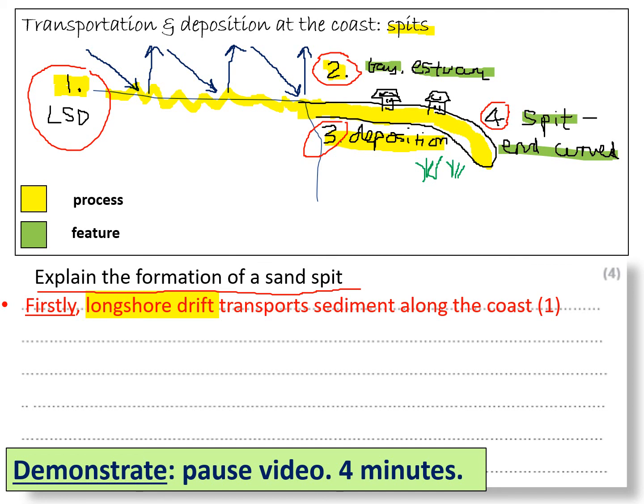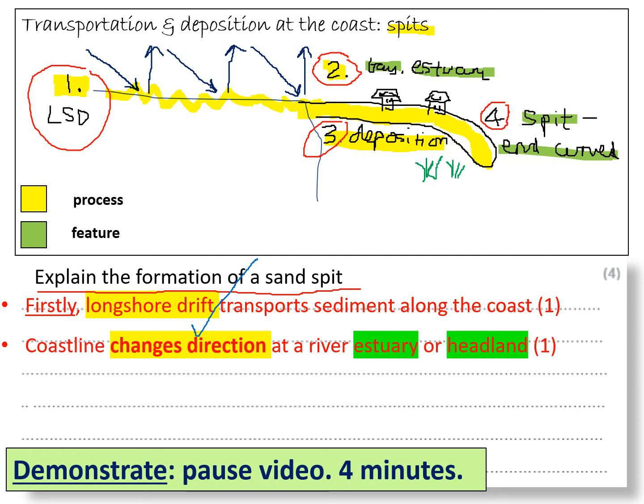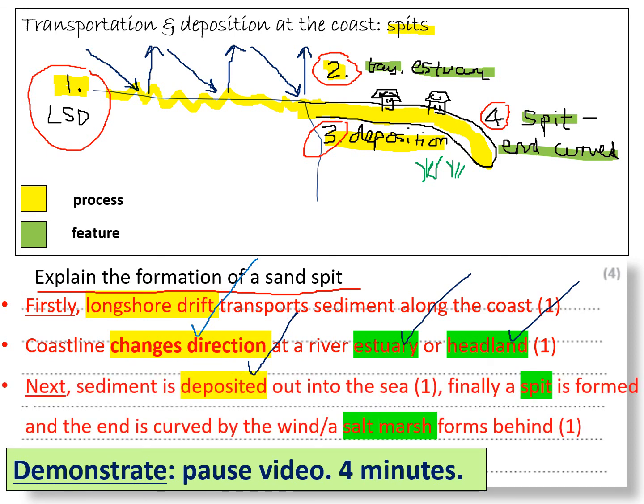Firstly, longshore drift transports sediment along the coast. You didn't need to explain it in detail. There's your first mark, okay? Longshore drift transports sand, sediment, stones, pebbles, whatever, that's fine. The second mark, the coastline changes direction. That's a sort of a process, I suppose, but we've definitely got a feature in there. There's an estuary or a bay or a headland, okay? The third mark, sediment is deposited out to sea.